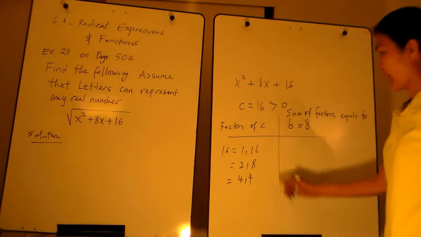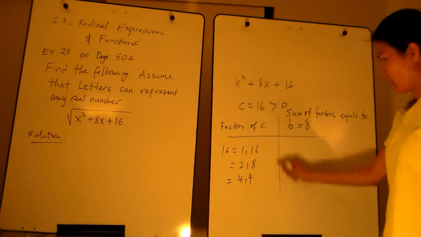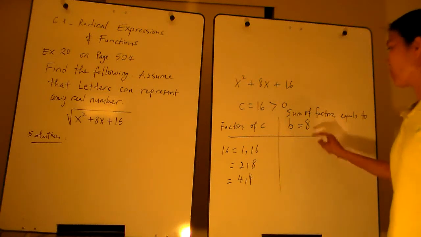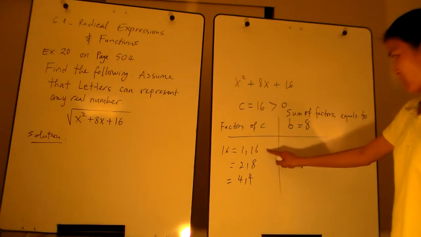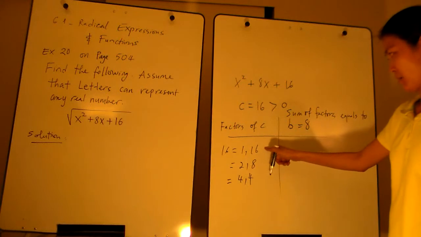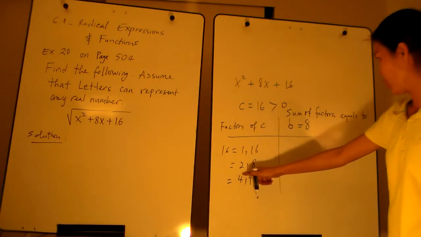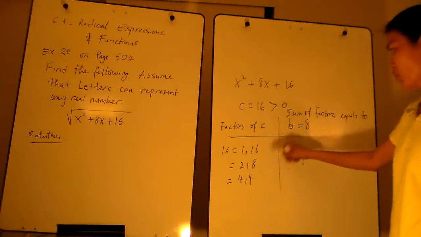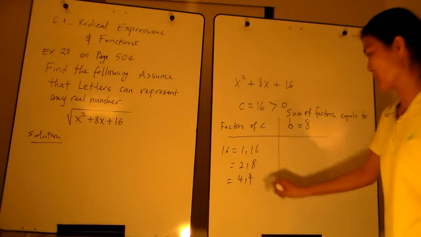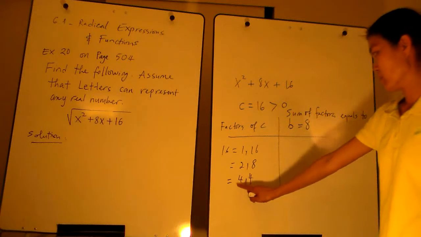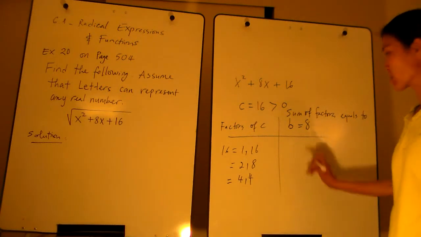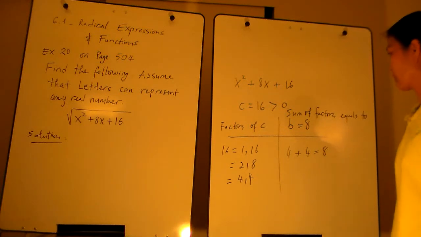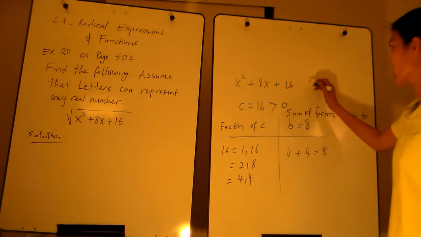Now, when you take the sum of each pair of factors, you need to think about which one will give you b equal to 8. It looks like 1 plus 16 is not 8, so not this pair. How about this one? 2 plus 8 is 10, so there's no way this equals 8. How about this? 4 plus 4 is 8, yes. So this is the one, because 4 plus 4 is 8. So you'll factor this trinomial.